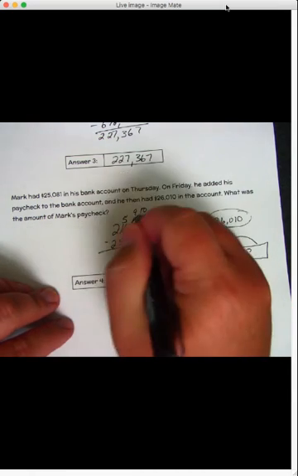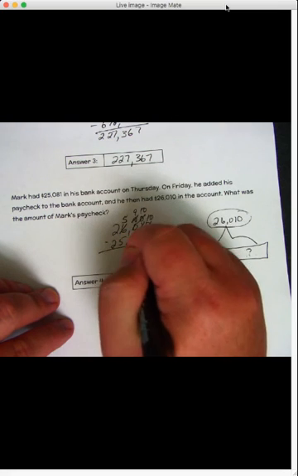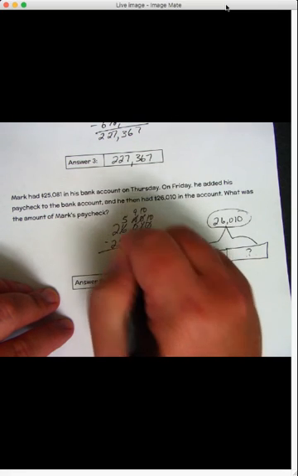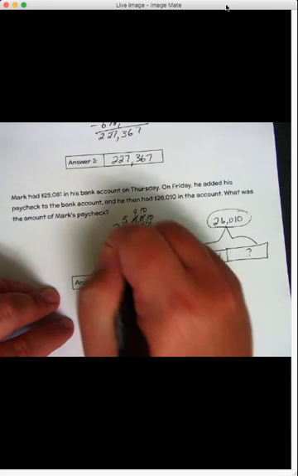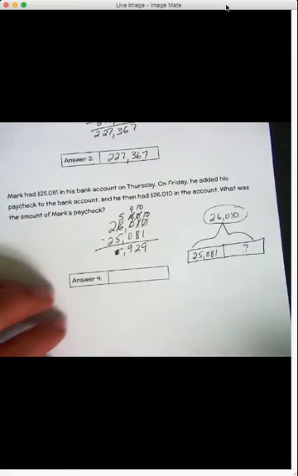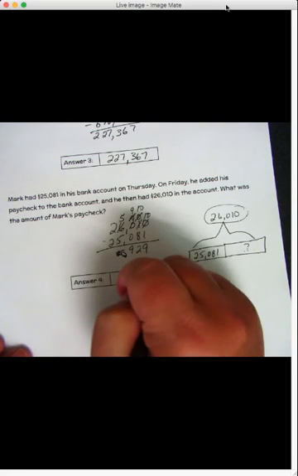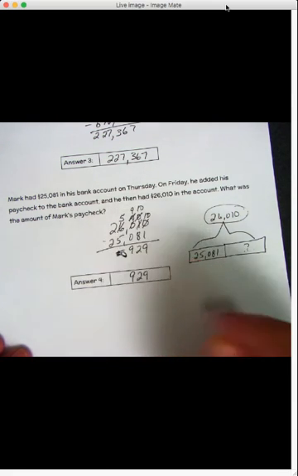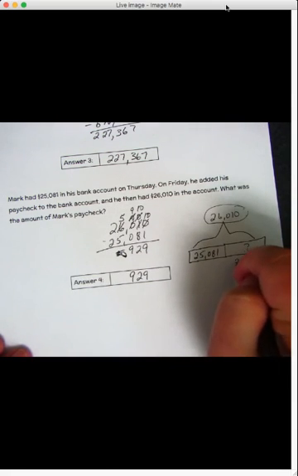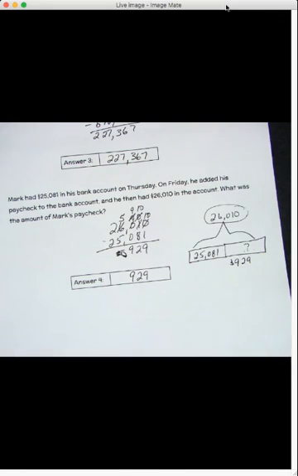Now I can subtract. 10 minus 8 is 2. 9 minus 0 is 9. 5 minus 5 is 0. I don't need to do anything there because 2 minus 2 is 0. So our answer is, sorry, that's scribbly, but our answer is $929. So Mark's paycheck that he put in the bank was $929.